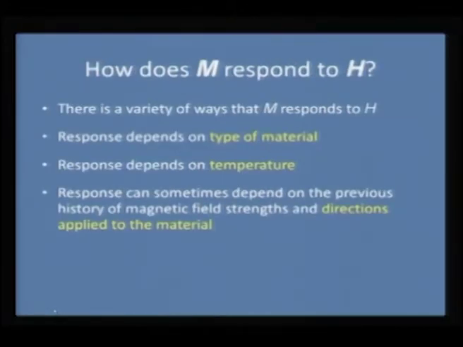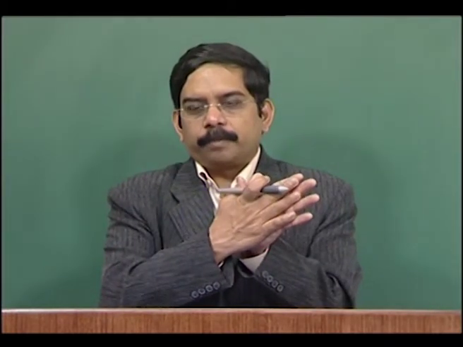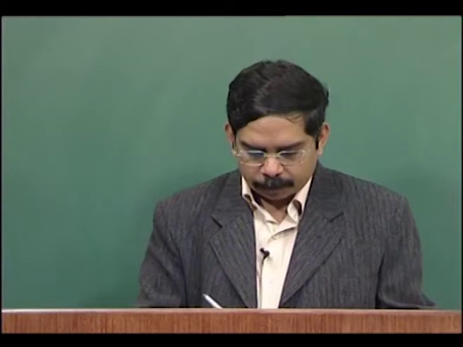There is a variety of ways that M responds to this H. The response can be based on the type of material that you have, or the chi or magnetization can vary with temperature. Response can sometimes depend on the previous history of the magnetic field strength and the directions applied to the material. In the case of thin films, it is heavily direction dependent. Perpendicular to the film, it will show a very different behavior than along the axis of the film. Therefore, this angle dependent magnetization is much more exemplified in single crystals and in thin films, but in bulk usually this dependency is not highlighted much.